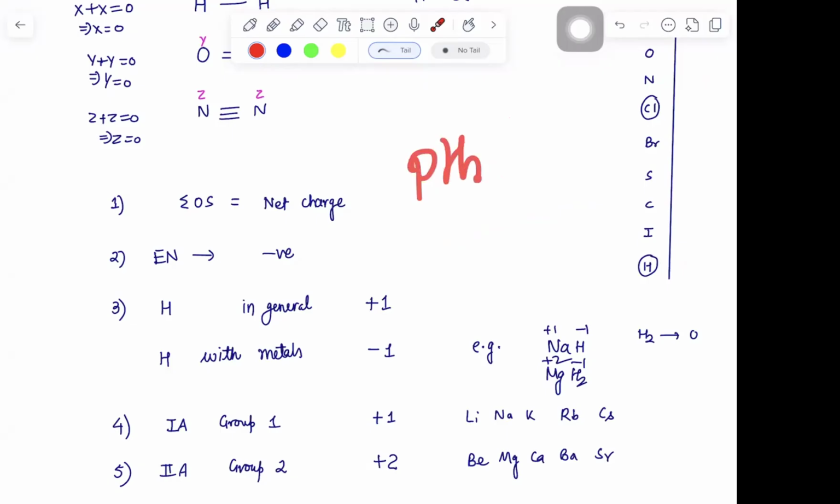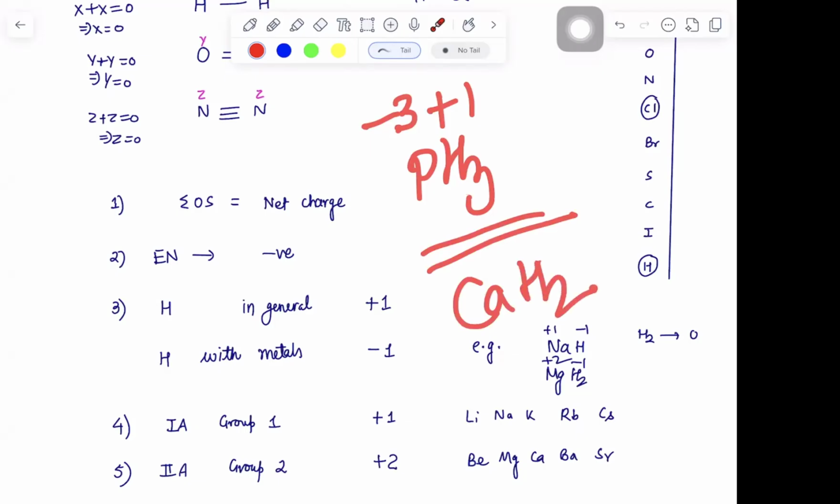If the question comes phosphine, what will you do in phosphine? P is negative. Phosphorus is more electronegative. So this will be your answer. But if the question comes calcium hydride, now calcium is an electropositive element from the second group. That is an S block element. So this will be plus and this will become minus. Is this difference understood? So be careful about this part.